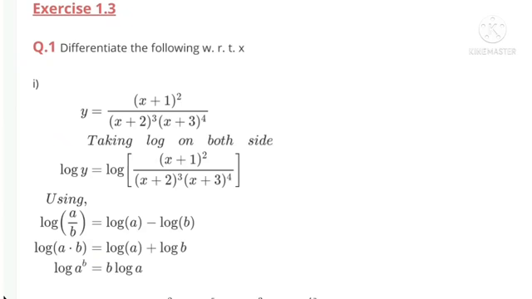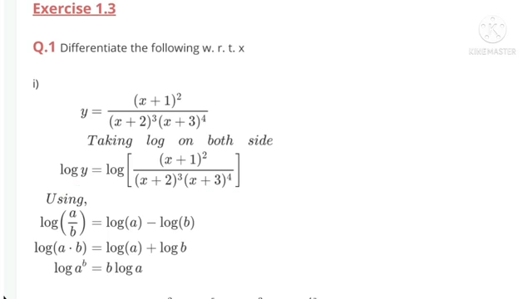So let's start. See students, exercise 1.3. Question 1 is differentiate the following with respect to x. We have to differentiate with respect to x. So here we take log on both sides. So what we get? Log y is equal to log of (x plus 1) bracket square upon (x plus 2) bracket cube into (x plus 3) raised to 4.